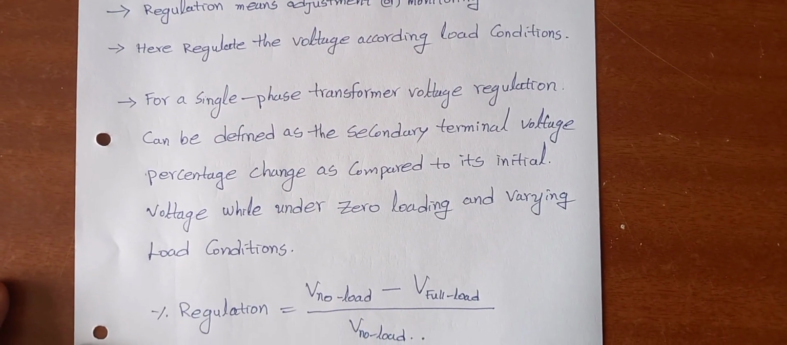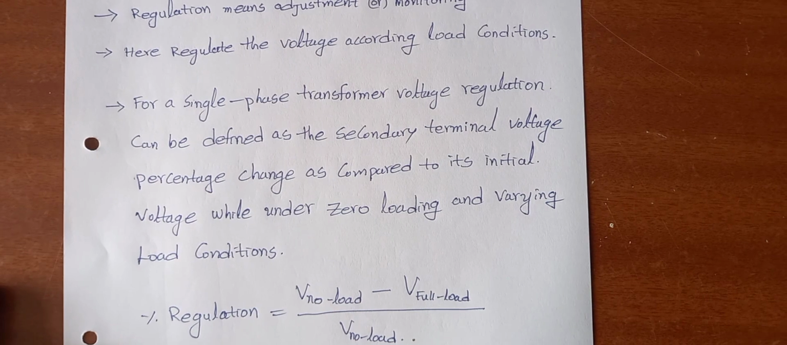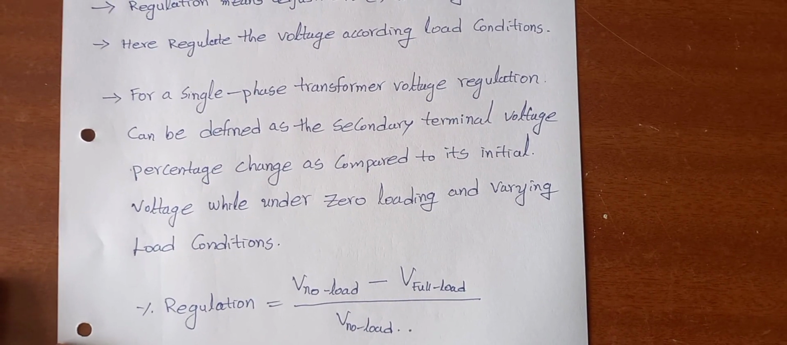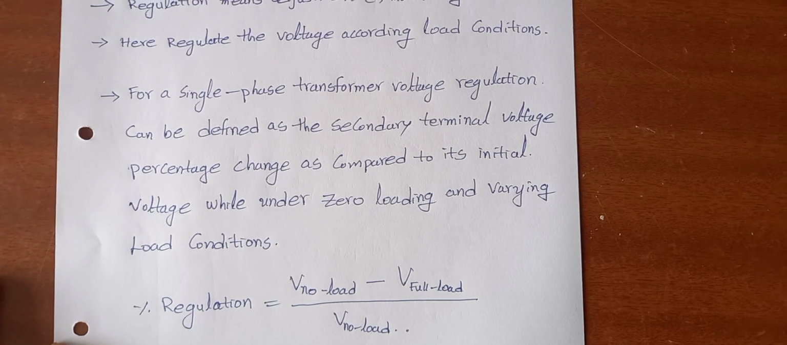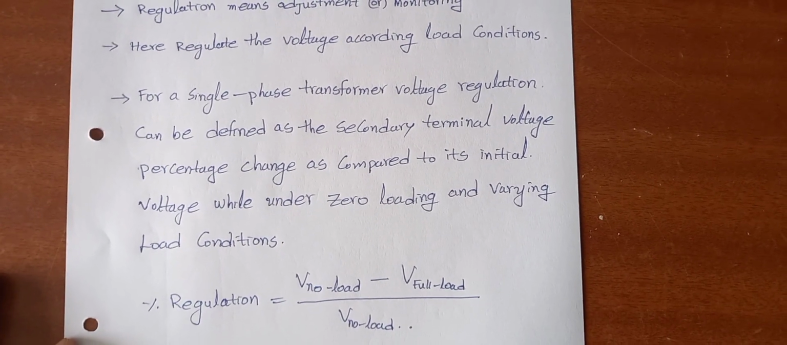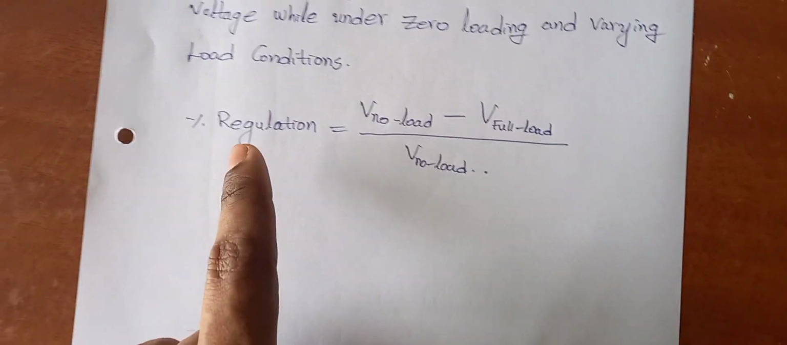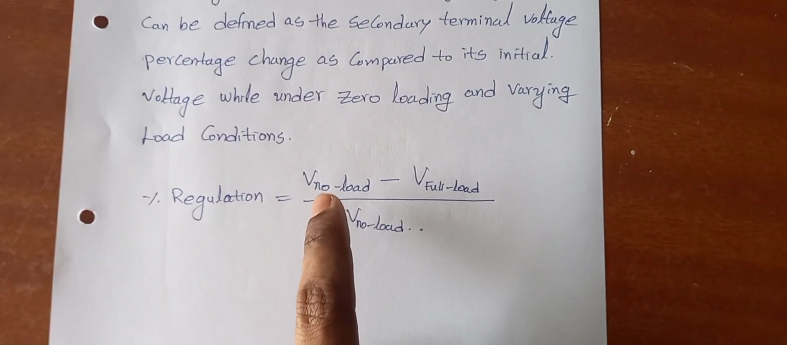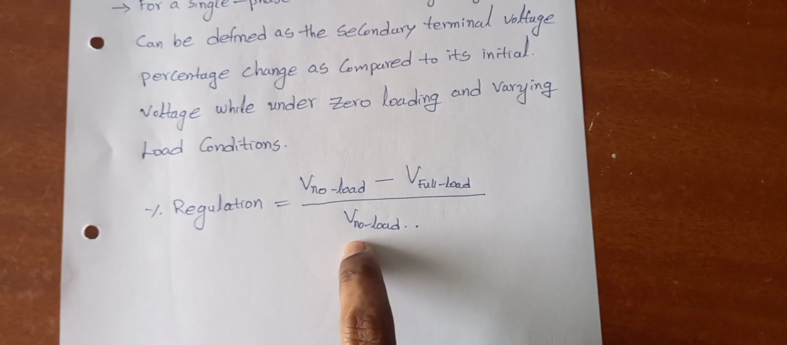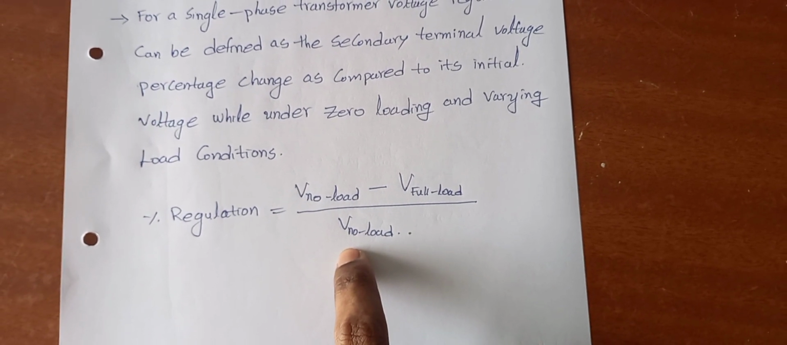For a single phase transformer, voltage regulation can be defined as the percentage change in the secondary terminal voltage compared to its initial voltage under zero load and varying load conditions. You remember, the percentage regulation is (no load voltage minus full load voltage) divided by no load voltage. So this is the formula for percentage regulation.